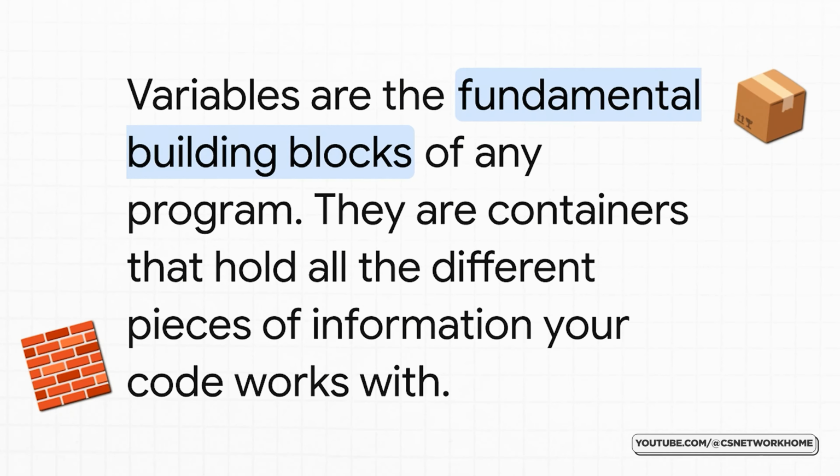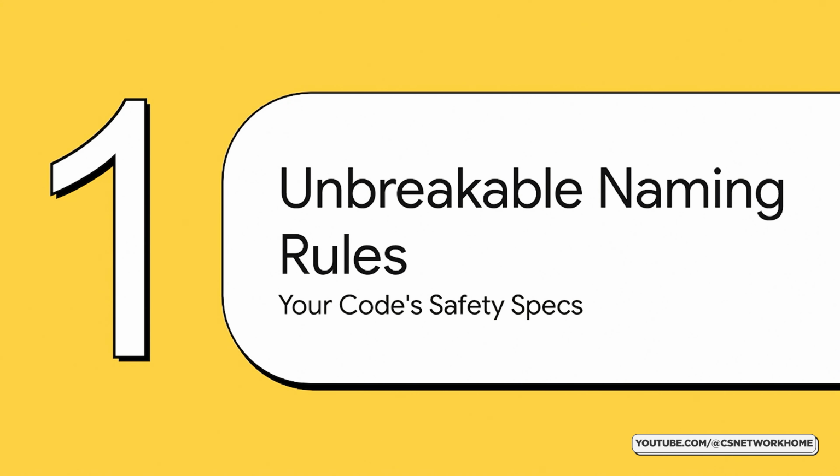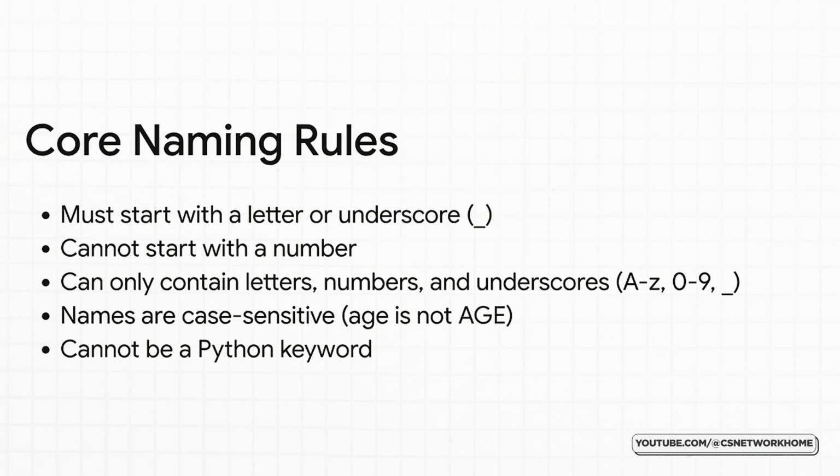They're like little containers or boxes that you use to store all the information your code is going to work with. You know, numbers, bits of text, you name it. Okay, so if variables are building blocks, then first things first, we need to put on our safety specs. These are the unbreakable naming rules. And I mean unbreakable. These aren't suggestions. They're the hard and fast syntax that Python needs you to follow, otherwise it just won't run. Let's break these down real quick.